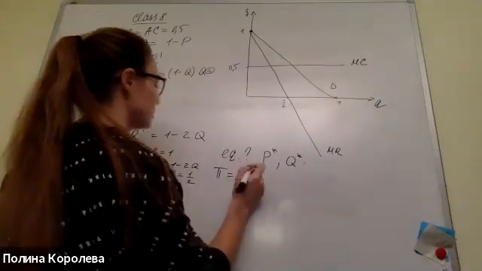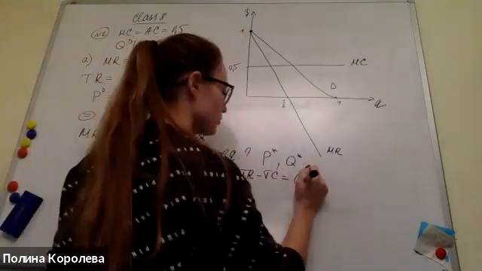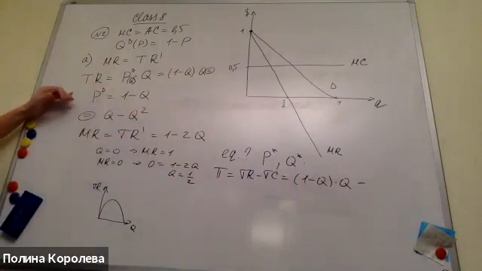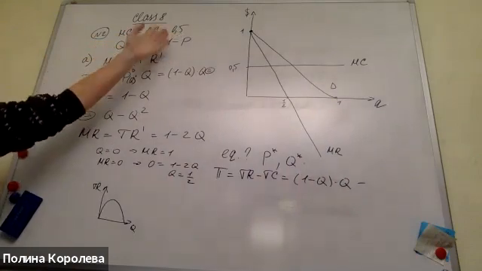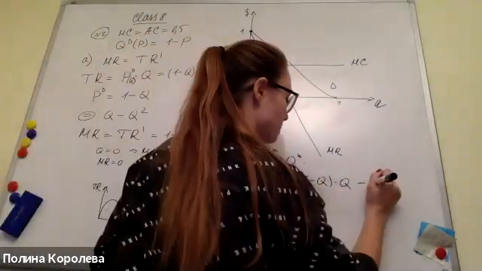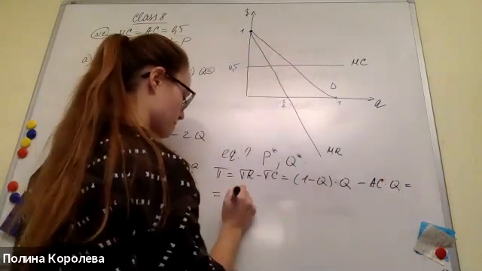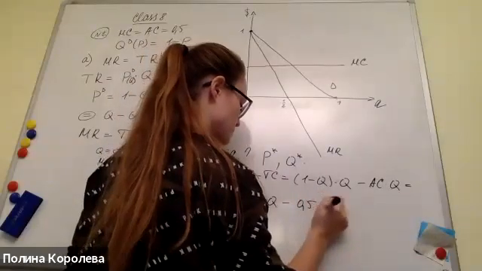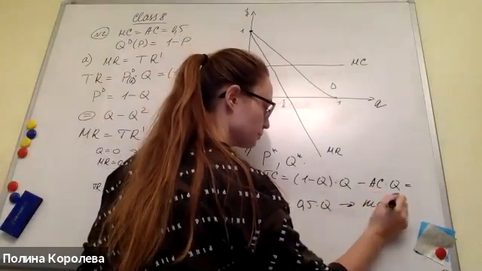Total revenue is one minus q multiplied by q. Total costs, how to count? We see average costs are constant, 0.5. So total cost will be 0.5 multiplied by quantity. And this we should maximize by choosing quantity greater or equal than 0.